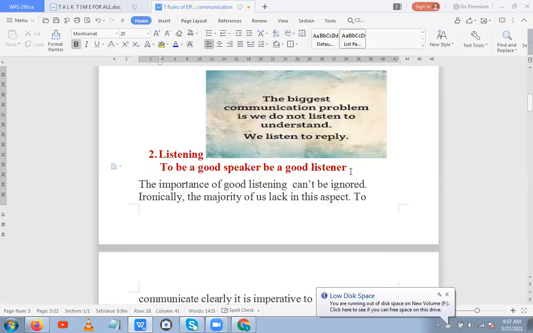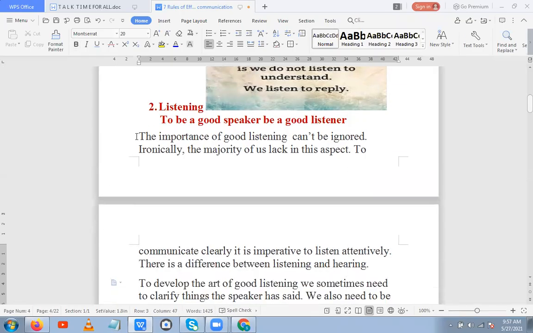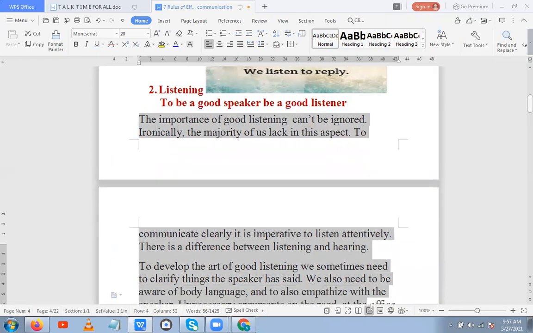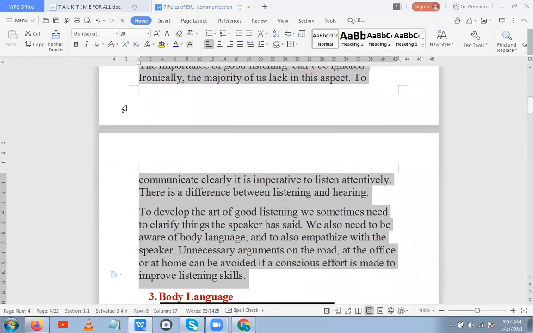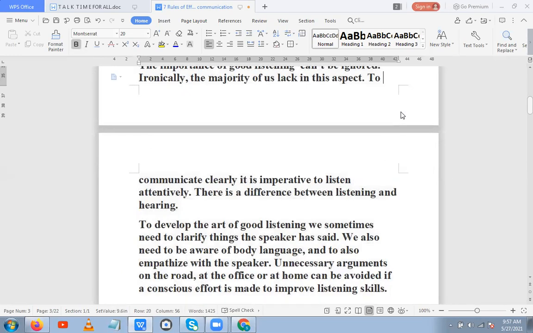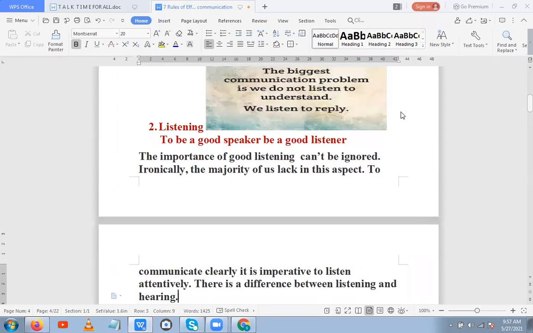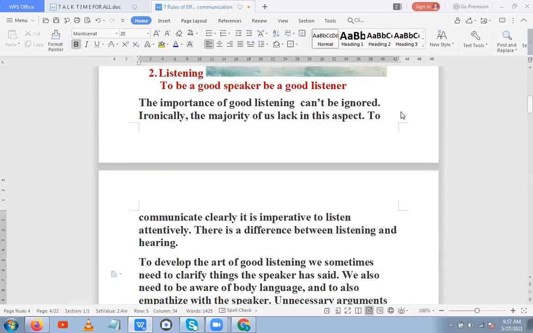The importance of good listening can't be ignored. Ironically, the majority of us lack in this aspect. We fail to listen, or even if we listen, we fail to understand. To communicate clearly, it is imperative to listen. It is important to listen. And listen what? Listen attentively.